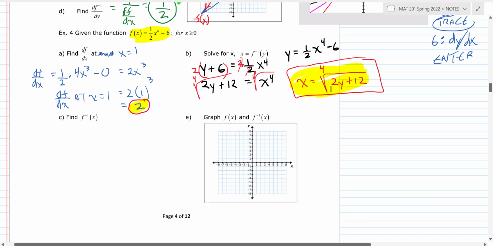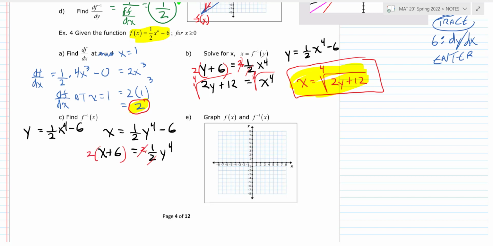Okay, now we're going to find the inverse. So when we go down to the next step, we're going to find the inverse. So start off by writing the function as y equals 1/2 x to the 4th minus 6. Interchange your variables, so you're going to get x equals 1/2 y to the 4th minus 6. Now we're going to solve this for y. It's going to look real similar to part B. So I'm going to add 6 to both sides, like this.